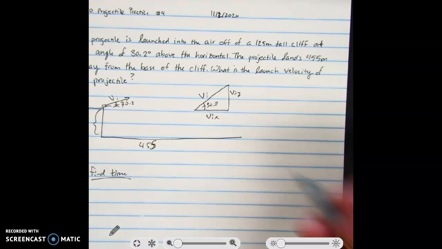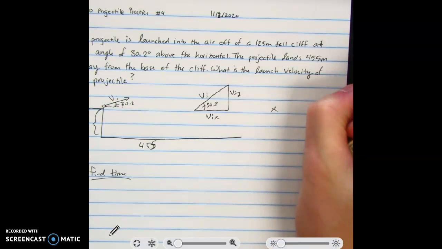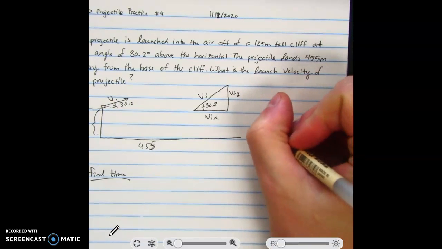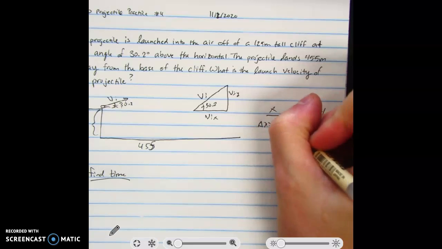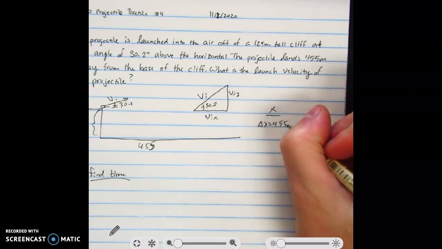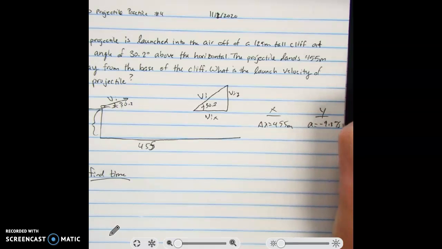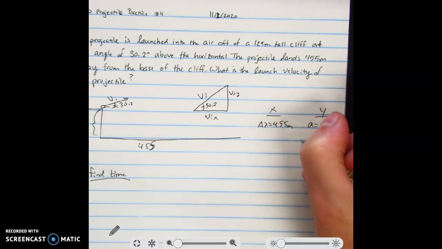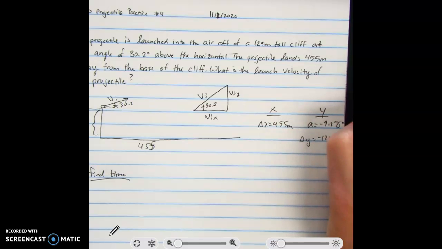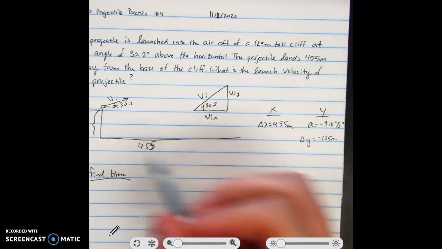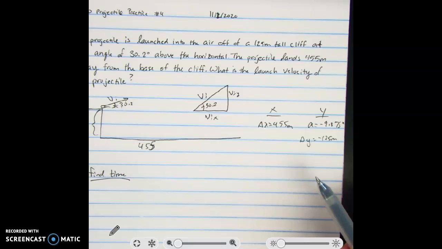Before I do that, though, let's do our standard: list out our givens. So x-axis, we have delta x is 455. Y-axis, acceleration is negative 9.8 meters per second squared, and the delta y is negative 125 meters. Why am I saying negative 125? Because it is going to drop 125 meters.